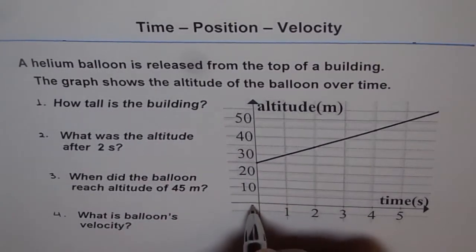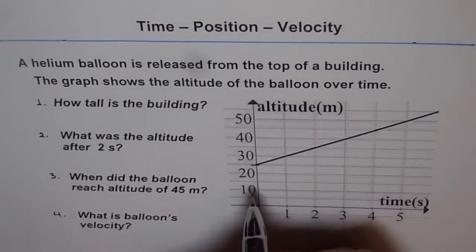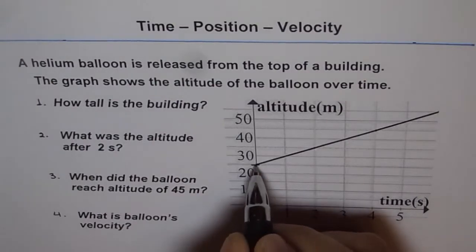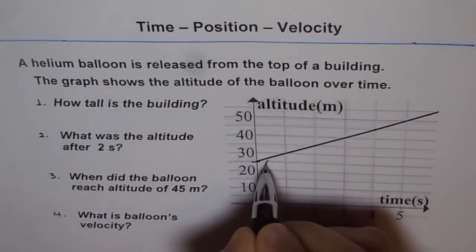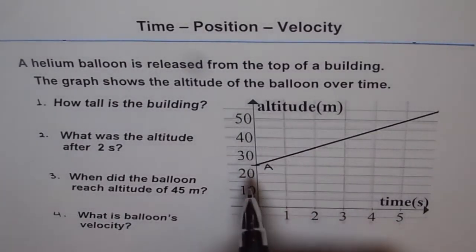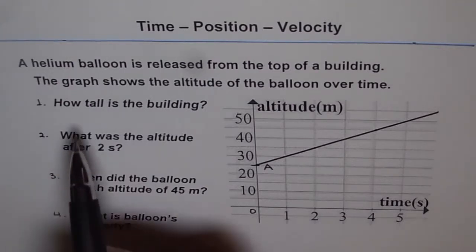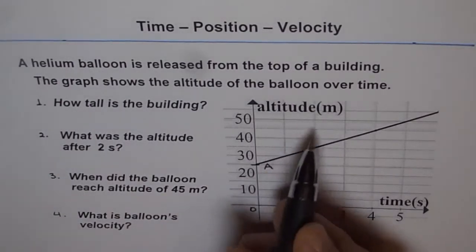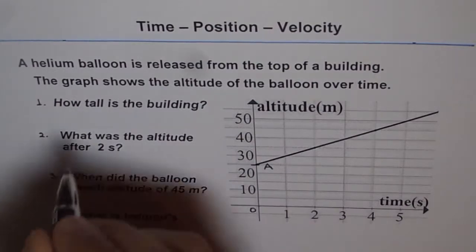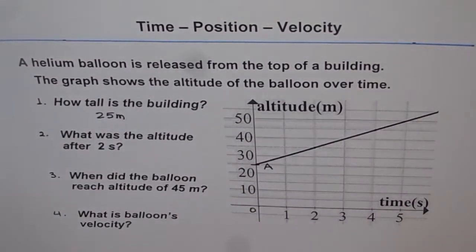At t equals 0, this is your starting point. What is the altitude or the height? It is 25, correct? This point A is the point from where the balloon is released, right? So we can say the altitude represents the height of the building, because the balloon is released from the top of the building. Therefore, the building is 25 meters high, right? So we'll write 25 meters here as the height of the building.